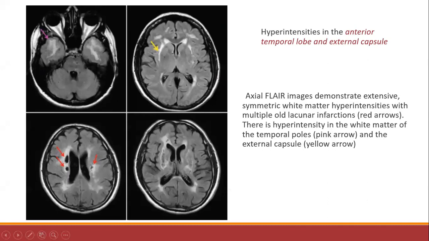So these images show extensive symmetric white matter hyperintensities with multiple old lacunar infarctions, the red arrows. There is hyperintensity in the white matter of the temporal pole here and in the external capsule. And also you can see that there is a relative sparing of the occipital lobe and orbitofrontal cortex. So the two areas that you look for specifically when you have white matter involvement, that is at the temporal pole and at the external capsule, when you are considering a diagnosis of CADASIL.